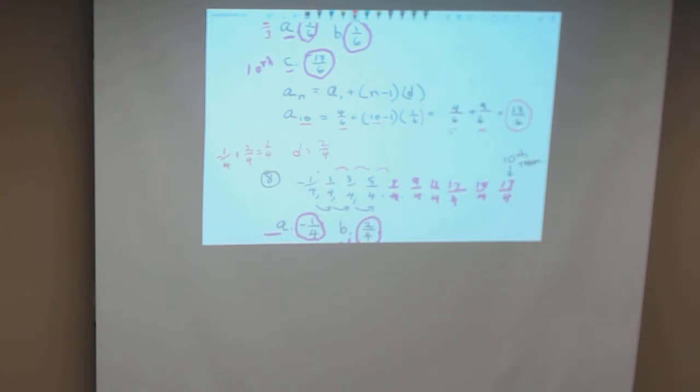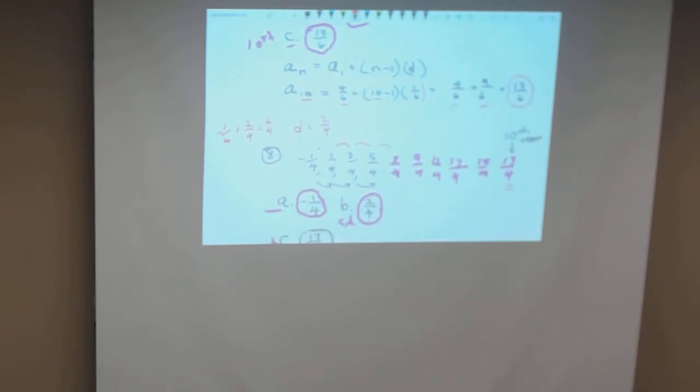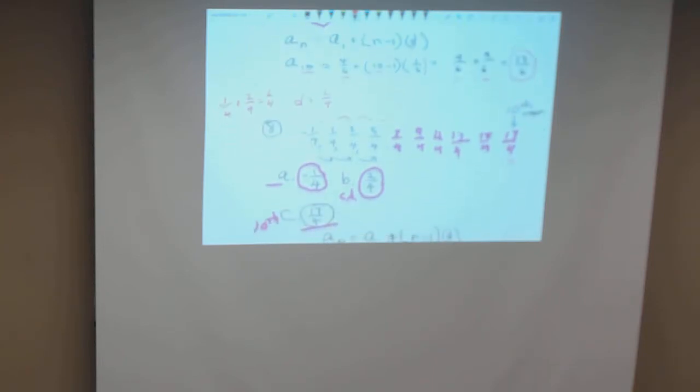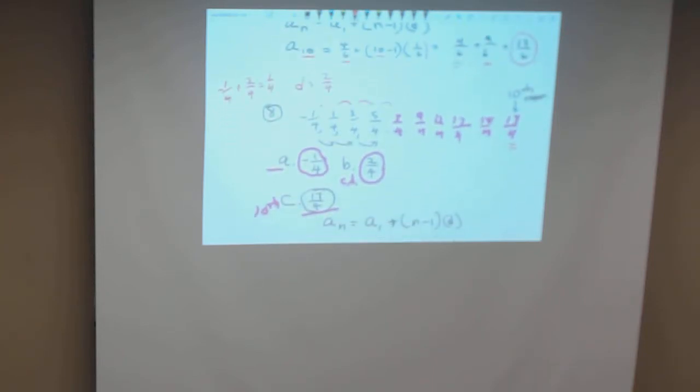Okay, so now I just keep listing. 7, 9, 11, 13, 15, 17, and there's my 10th term right there, 17/4. So the first term is negative 1/4. The common difference is 2/4. And the 10th term is 17/4.